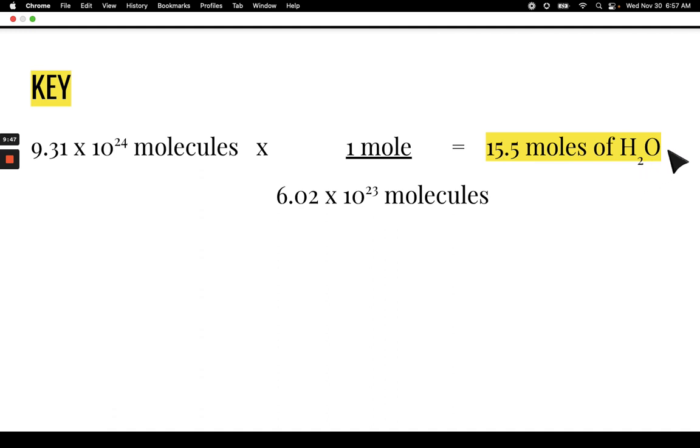Now, I want to emphasize something. This is how many molecules of water we have. If I were to ask you how many atoms were in this, you would need to realize that water has 3 atoms. So there are 3 times as many atoms in this sample. But in terms of whole molecules, this is what we have, 15.5 moles of H2O.